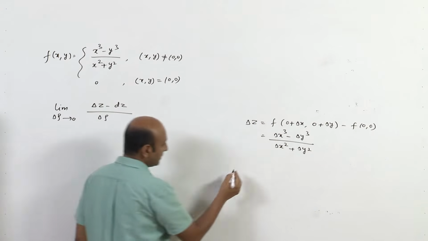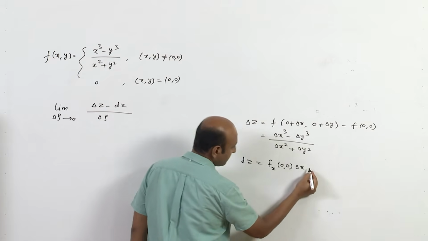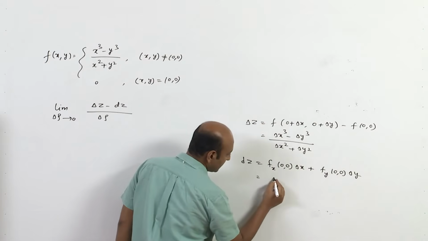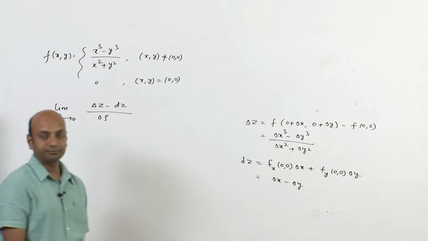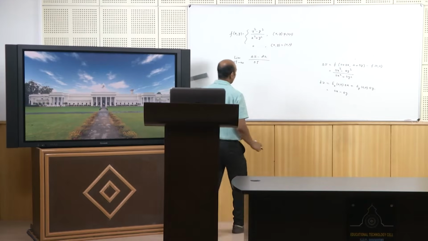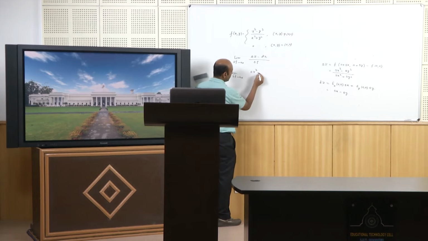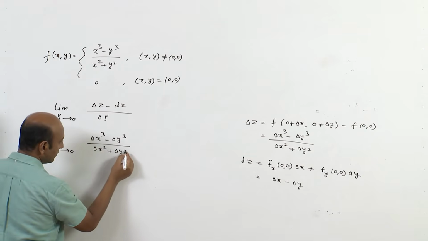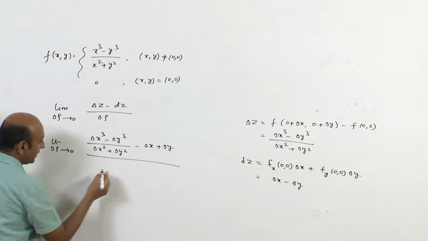Now, what is dz? dz is f_x at (0, 0) into delta x plus f_y at (0, 0) into delta y, which is delta x minus delta y, because this is 1 and this is minus 1. Okay. So, what will be delta z minus dz? This will be delta x cube minus delta y cube upon delta x square plus delta y square, minus delta x plus delta y, and whole divided by delta rho.